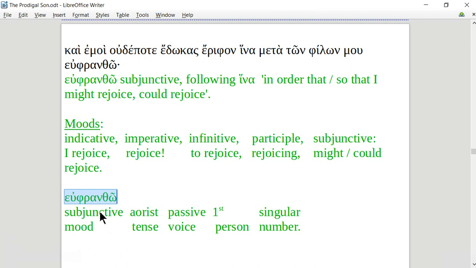So, euphranto, this is a subjunctive mood, aorist tense, passive voice, first person singular. So this is how grammatically we describe a verb. We have to specify the mood, choose one of these moods. In this case, it's the subjunctive. The tense is aorist. The voice is passive, or could be active or passive voice. Greek also has a middle between the active and the passive. First person and singular.